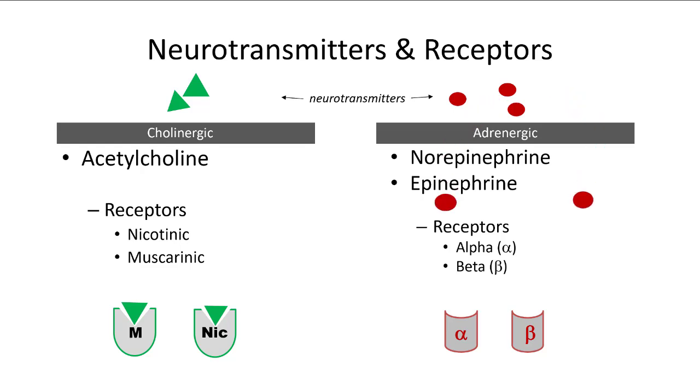Adrenergic receptors bind to norepinephrine or epinephrine. The adrenergic receptors have two groups. One group is alpha and the other group is beta. Both cholinergic and adrenergic have many subgroups of each of these receptor types, which are most often named with a subscript like alpha 1, alpha 2, or beta 1, beta 2, or nicotinic 1, or muscarinic 2, etc.